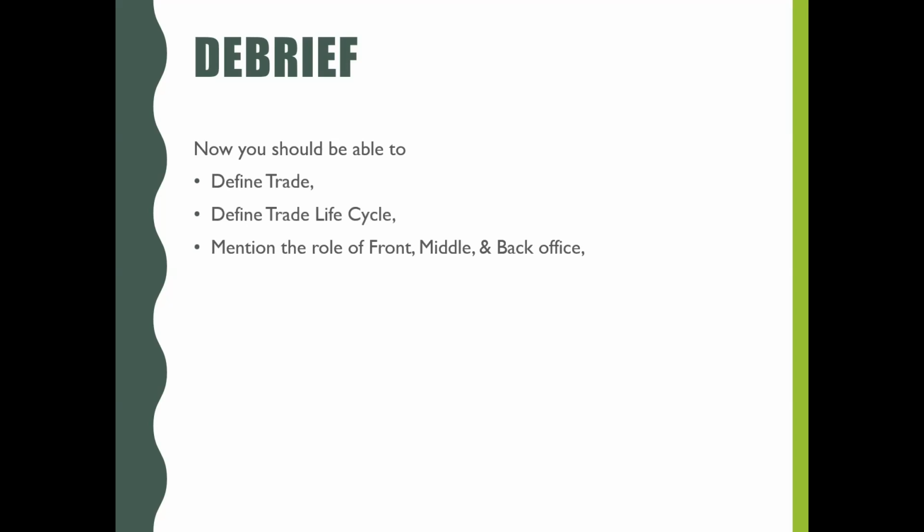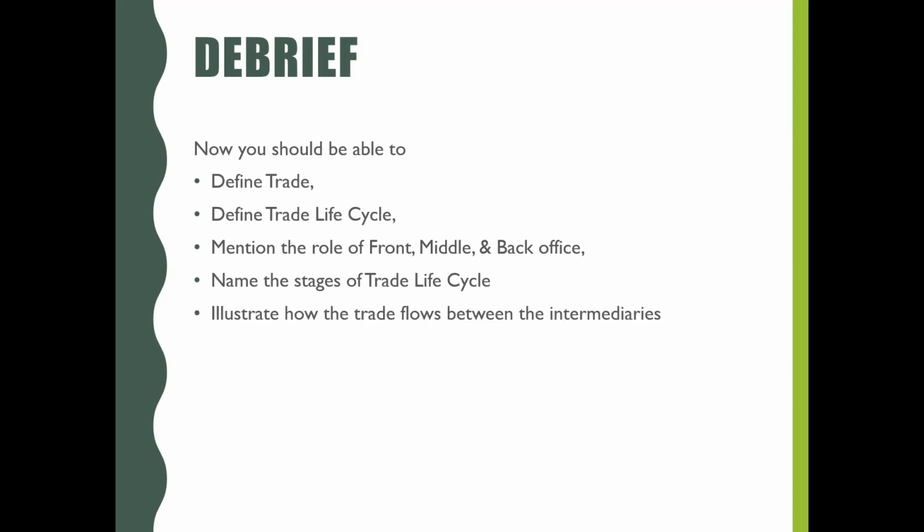Debrief. Here, we come to the end of this module. Now you should be able to define trade life cycle, mention the role of front, middle, and back office, name the stages of trade life cycle, and illustrate how the trade flows between the intermediaries.